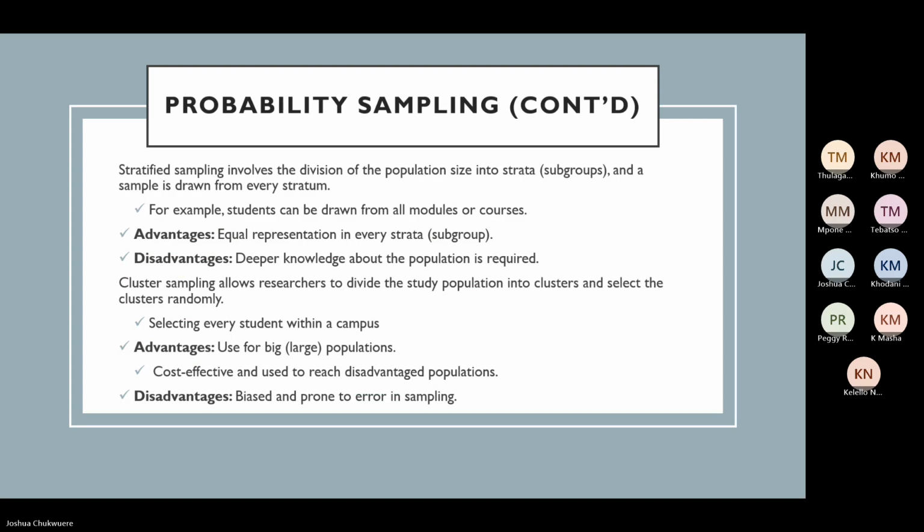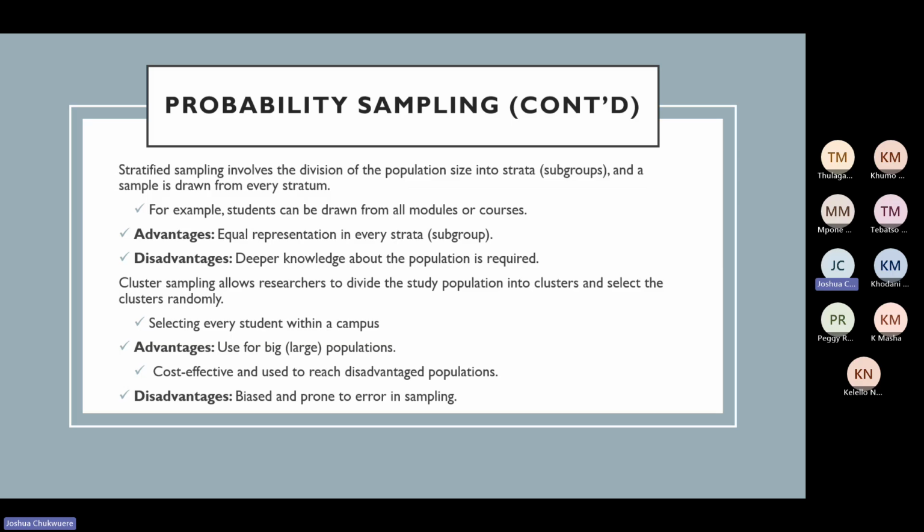Then we continue. We also have stratified sampling, which involves the division of the population into strata, and a sample is drawn from every stratum. It's more or less like the systematic one, putting every student into a particular module. You group them into modules, into courses and everything, and then you select based on that.